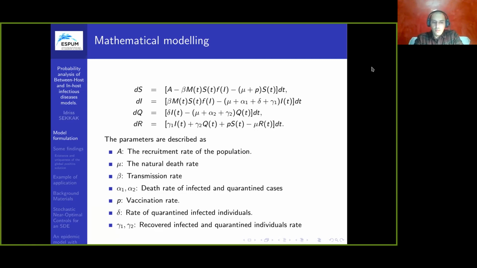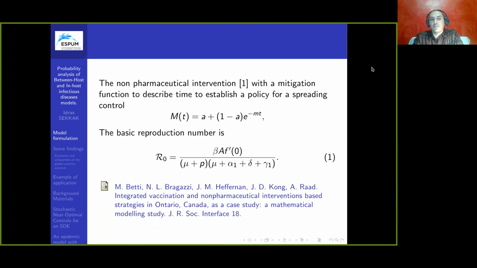gamma 1 and 2 are the recovery rates of infected and quarantined individuals. So for the non-pharmaceutical intervention, there is the mitigation function that tries to describe the time to establish a policy for spreading control. The non-pharmaceutical interventions described by the World Health Organization have multiple levels.